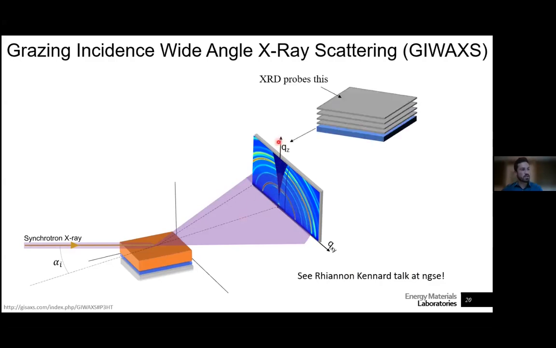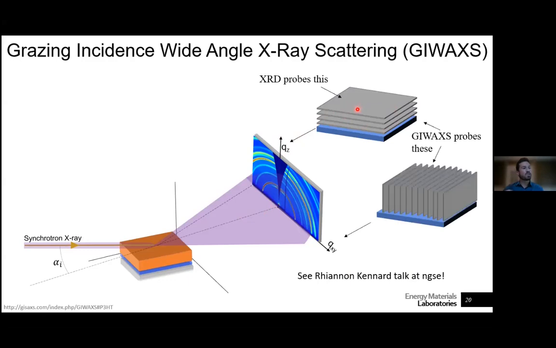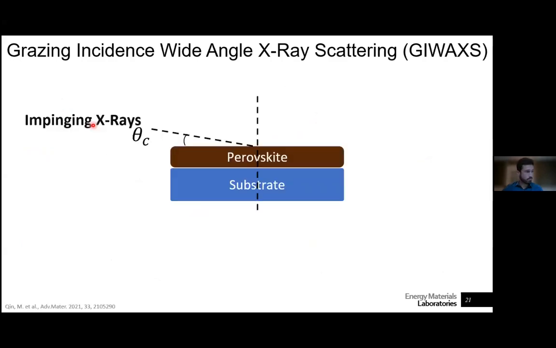XRD probes diffraction only along this direction. So it's planes that have an orientation parallel to our substrates. GIWAXS is able also to probe diffraction from crystalline planes that are oriented perpendicular to the substrate or at angles. And the Q that we measure in GIWAXS is related to the spacing between lattice planes reciprocally, and can also be related to the two theta, which we measure in common XRD plots.